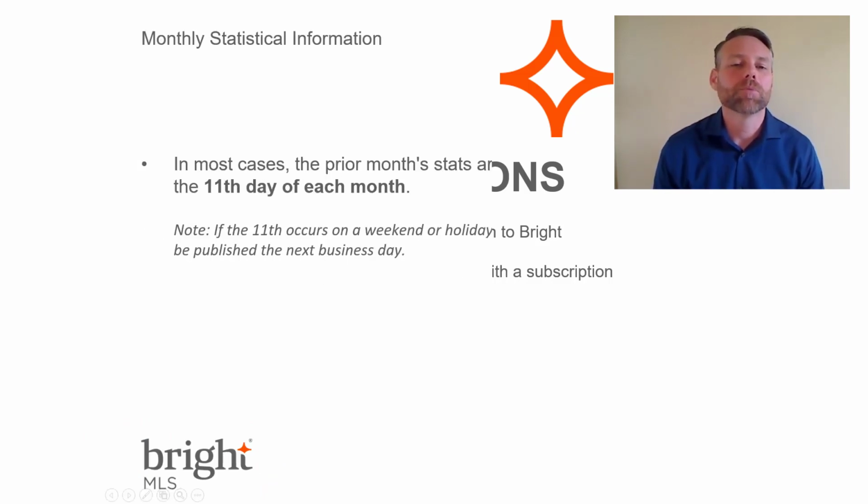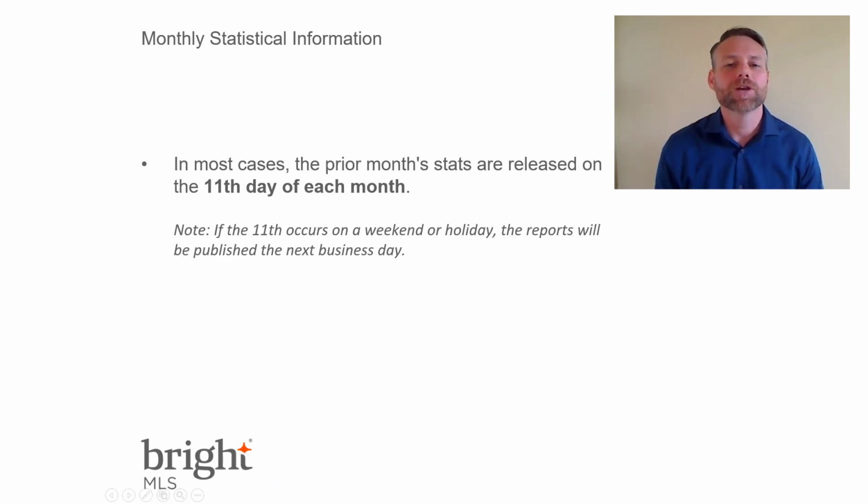Before we jump in, it's important to point out that the information included in SmartCharts includes listing activity up to the previous month. That information is updated monthly, and it's available around the 11th or 12th of every month. This ensures that the listing content has been properly updated by listing agents before appearing in SmartCharts.